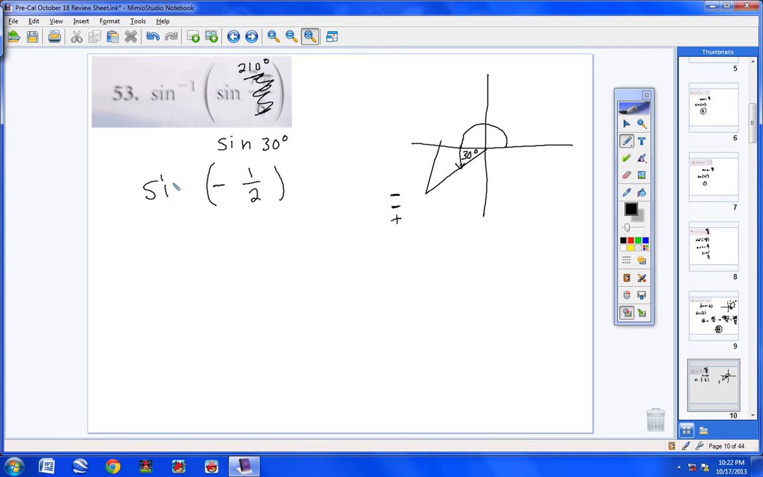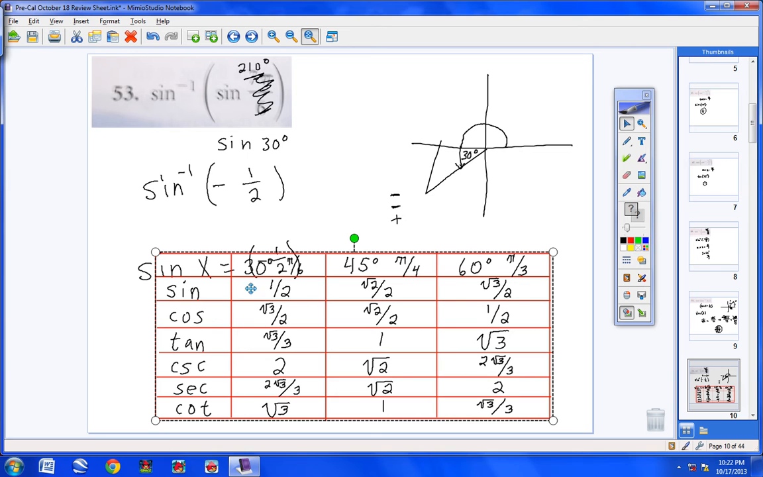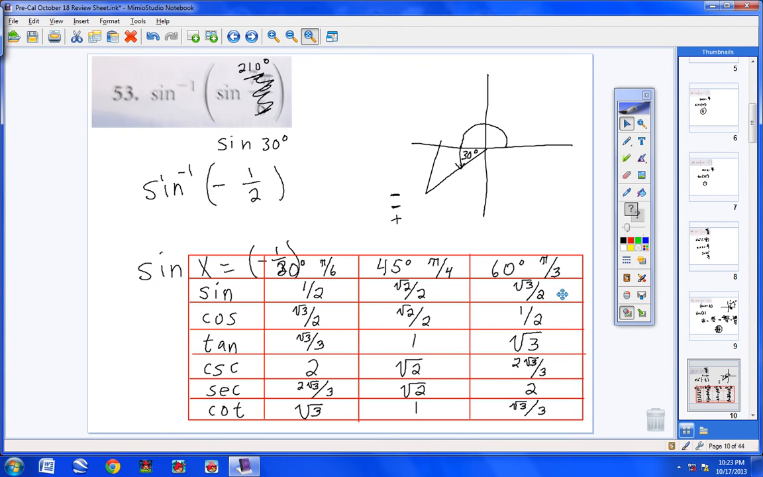So sine inverse of negative 1/2. Now let's rewrite this. We want sine of some angle equals negative 1/2. Now, let's take a look at our table real quick. When does sine give me 1/2? Let's slide this box out of the way a little bit.